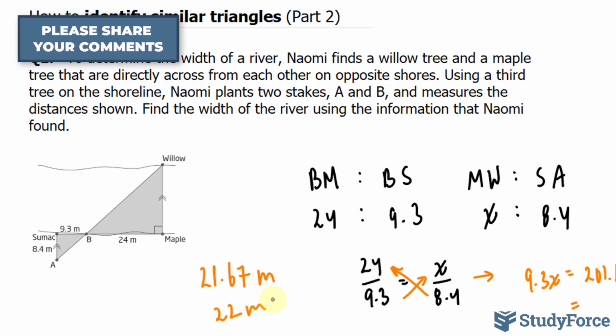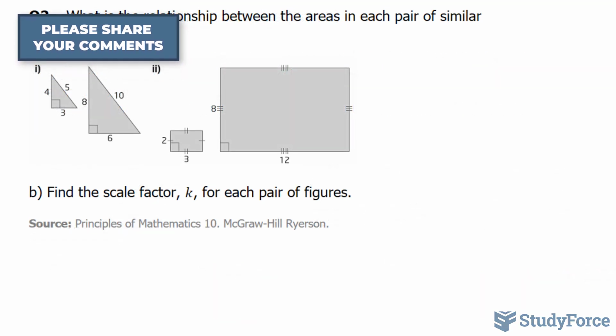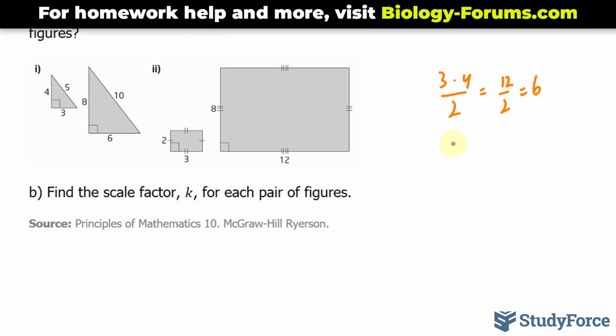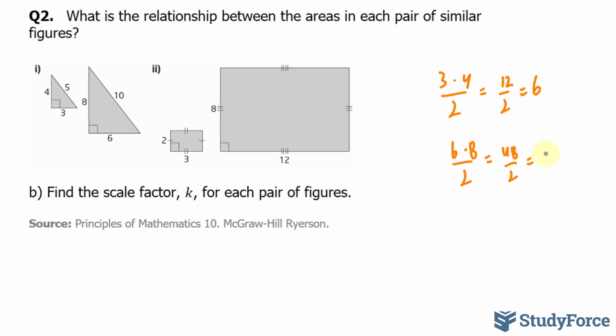Let's move on to question number 2. The question reads, what is the relationship between the area of each pair of similar figures? So we know that they're similar figures, and I'm going to start by finding out the area of the small one and the big one next. So the area of a triangle is base times height divided by 2. My base is 3 times my height divided by 2. That's 12 divided by 2, and that's 6. The height of this triangle is 6 times 8 divided by 2. That's 48 by 2, which is 24. That's a factor of 4.